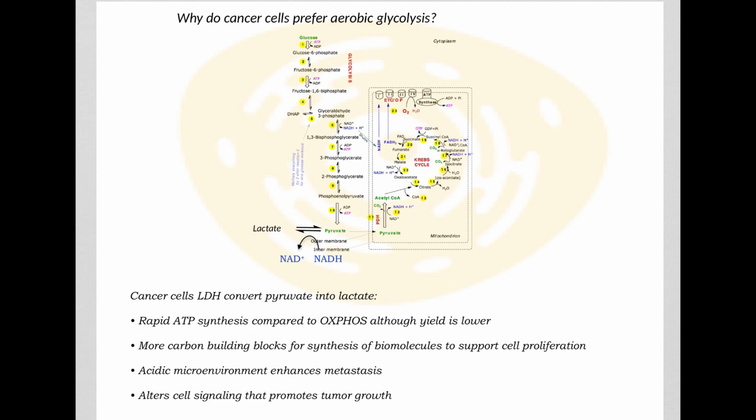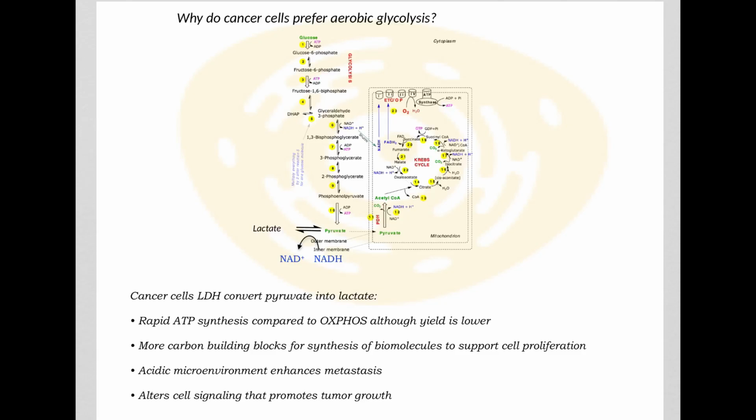Another suggestion is that since cancer cells are multiplying very quickly, they are making new cells, proliferation very quickly, they need a lot of carbon building blocks. They need these raw materials that are necessary to make, for example, nucleotides and proteins and lipids that are required for the new cells. So they need to make a lot of new biomolecules for the new cells so that they can sustain their cell division, the cell proliferation.